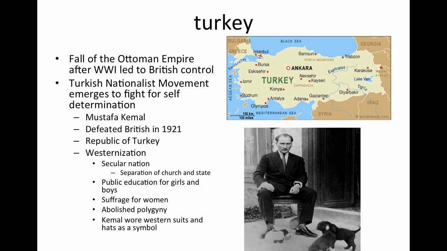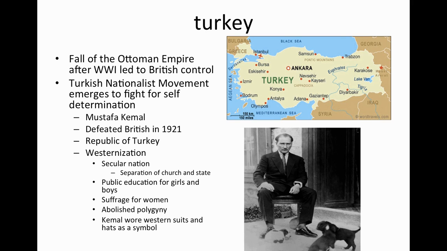So, the Ottoman Empire, we go back to the gunpowder empires, if you recall. It's an Islamic empire. By the end of World War One, it kind of is done. They are part of the Central Powers. The Central Powers lose World War One, and as a result, the empire is broken up. The empire itself is going to be under British control as a result of that, and under British control, you're going to have a nationalist movement.